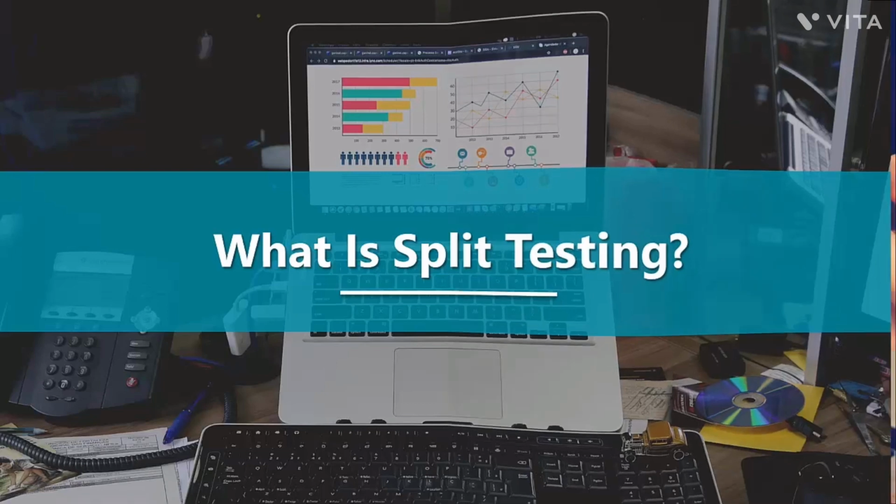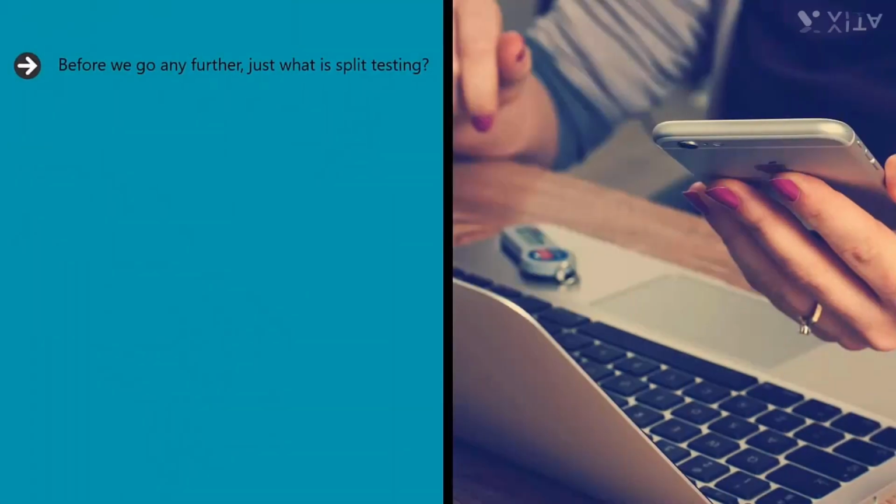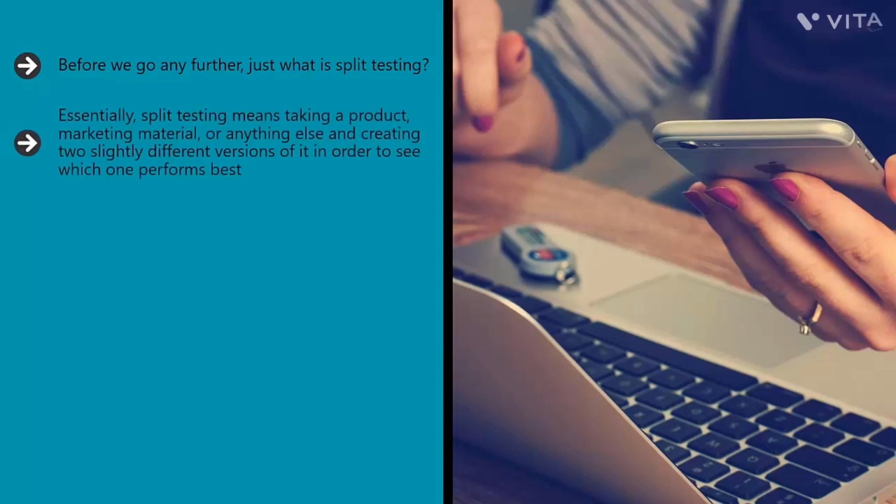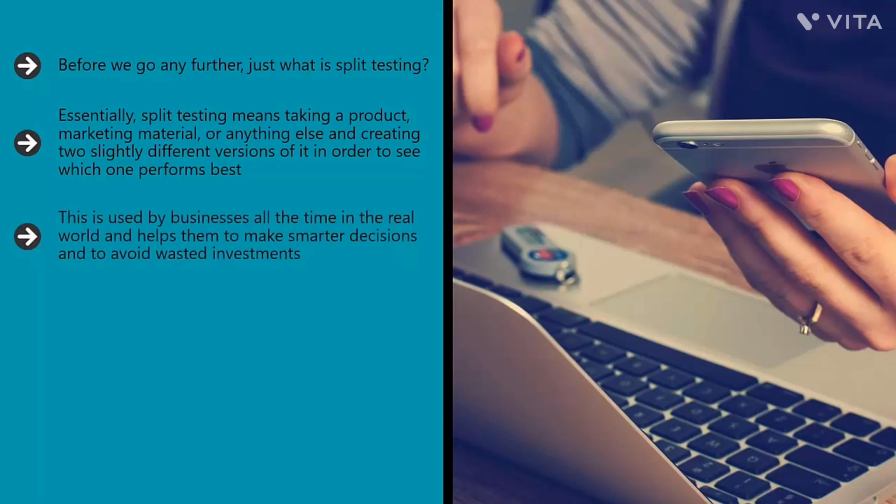What is split testing? Before we go any further, just what is split testing? And what does the term mean in the context of search engine optimization? Essentially, split testing means taking a product, marketing material, or anything else and creating two slightly different versions of it in order to see which one performs best. This is used by businesses all the time in the real world and helps them to make smarter decisions and to avoid wasted investments.